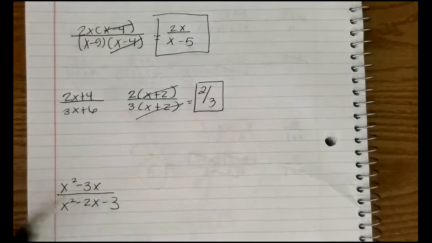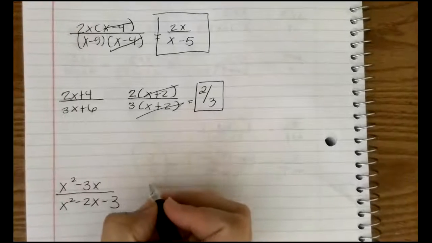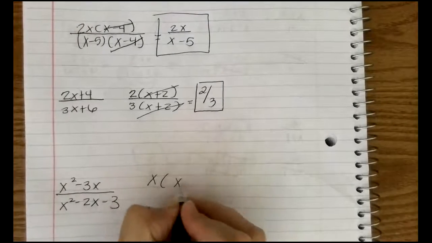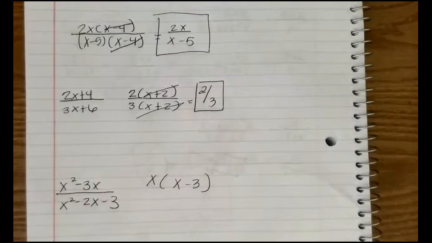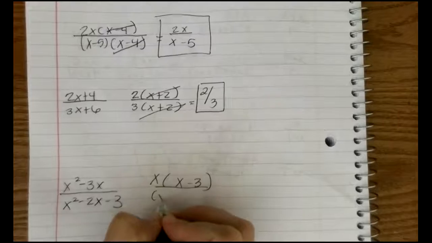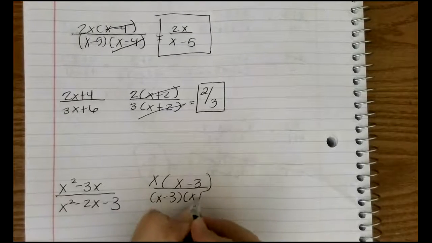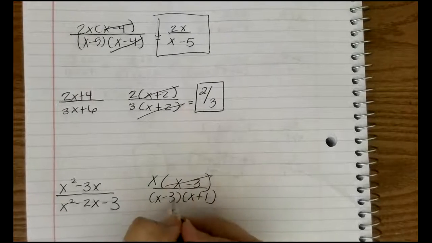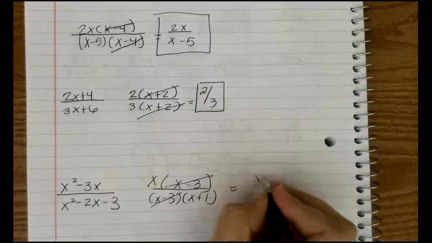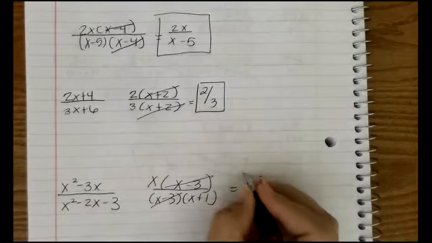And then the example on the right, the top factors by GCF. There's a GCF of x, and I'm left with x minus 3. On the bottom, I can factor x minus 3 times x plus 1. The x minus 3's cancel, and I'm left with x over x plus 1.